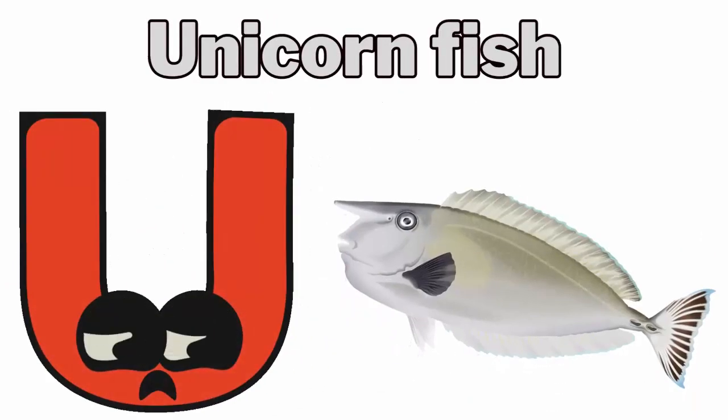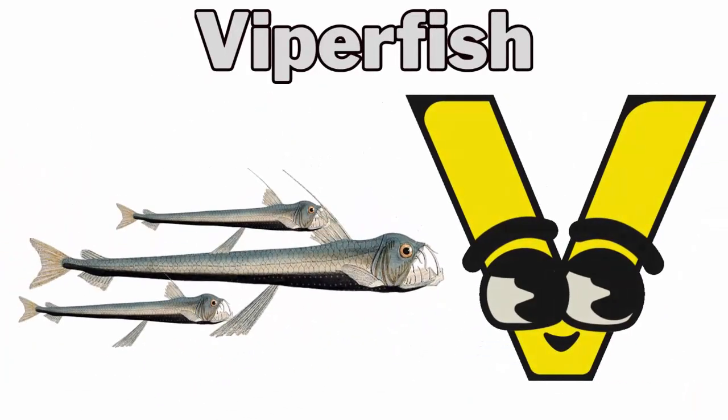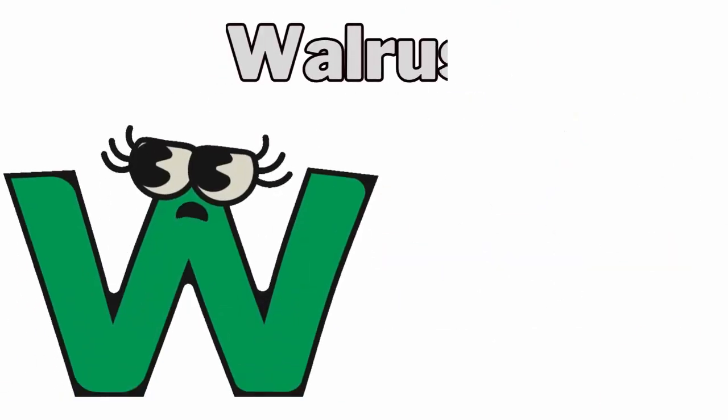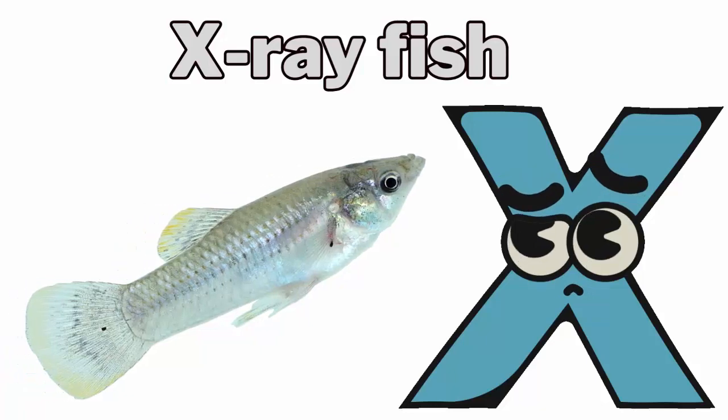U. U for unicorn fish. V. V for viperfish. W. W for walrus. X. X for X-ray fish.